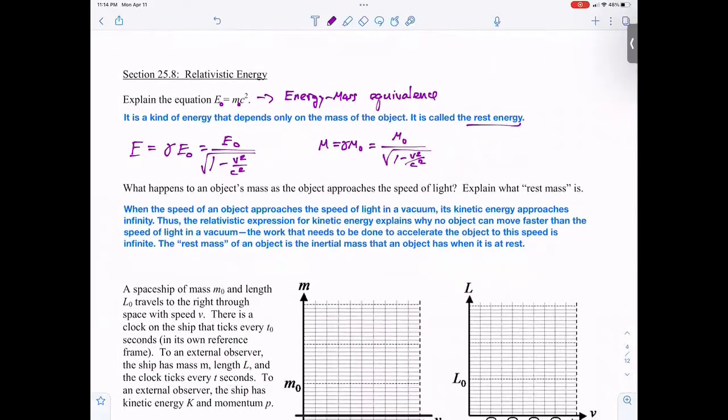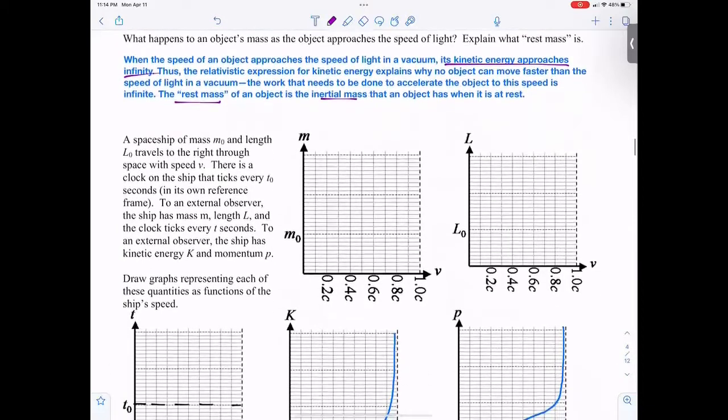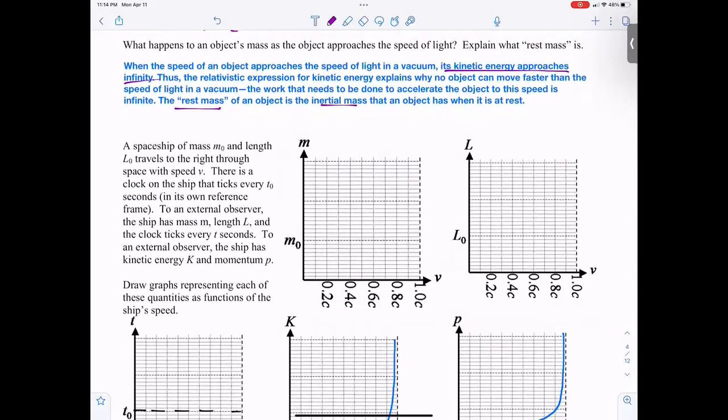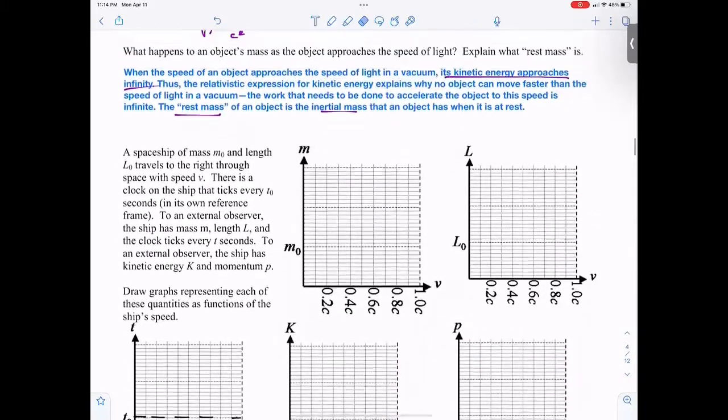In other words, when an object approaches the speed of light, the kinetic energy approaches infinity. Therefore, the relativistic expression for kinetic energy explains why no object can move faster than the speed of light in a vacuum. The work that needs to be done to accelerate it is infinite. The rest mass of an object is the inertial mass the object has when it is at rest. So let's explore these connections and figure out what the graphs need to look like for the following ideas.